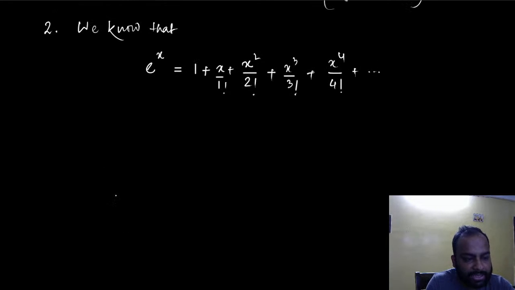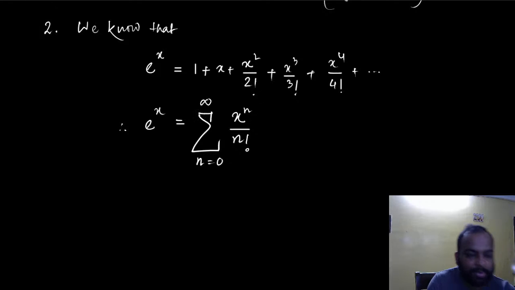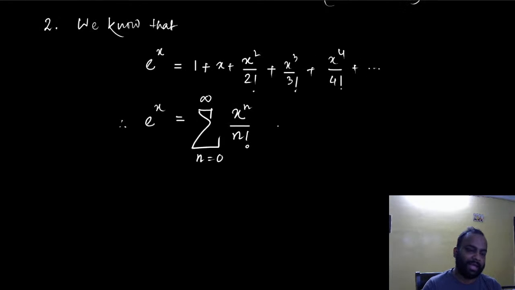And as such, e to the power x is just a summation of x to the power n divided by n factorial, where n starts from 0 and goes to infinity. That's x to the power 0 divided by 0 factorial plus x to the power 1 divided by 1 factorial plus x square divided by 2 factorial and so on. So that's the infinite series expansion for e to the power x for any value of x.